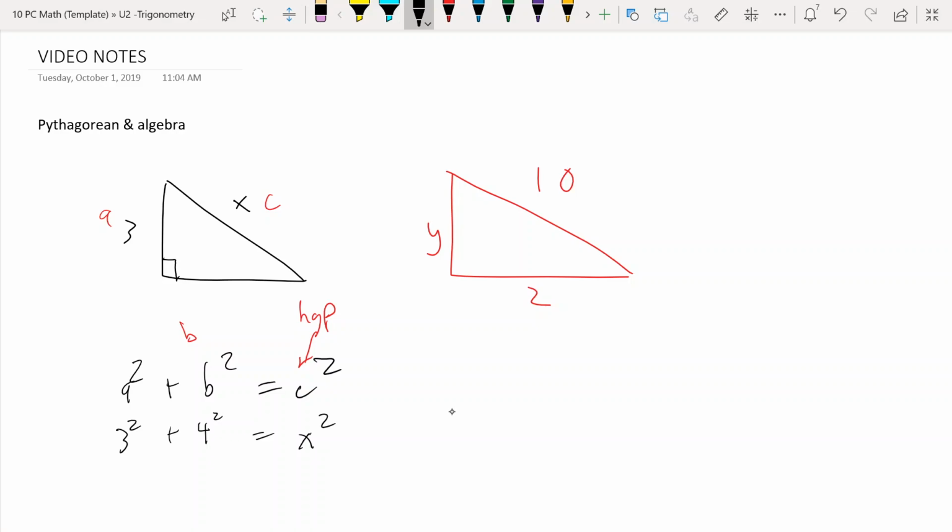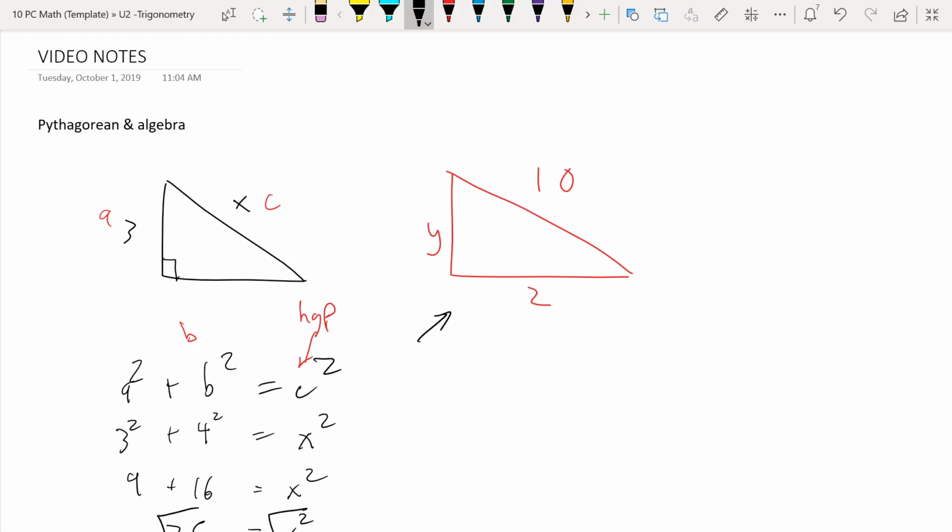Now we need to actually do the math. 3 squared is 9, 4 squared is 16, x squared is still x squared. So this is going to give me 25 equals x squared. Now we want x all by itself, so we have to get rid of the square. In order to get rid of the square, we do the opposite operation. The opposite of squaring something is square rooting it. We square root both sides, and that's going to give us 5 is equal to x. Technically it's plus minus, but because we're dealing with a side length, you can't have negative 5, so it's just 5.